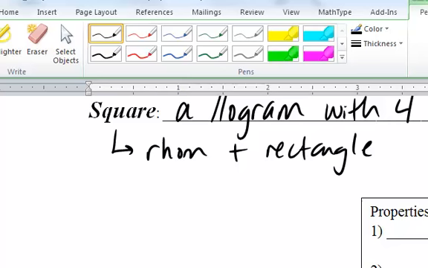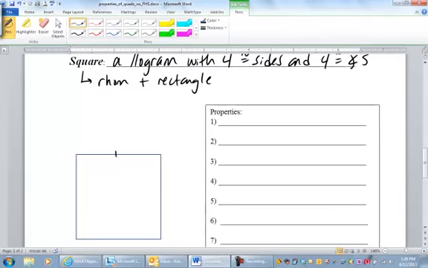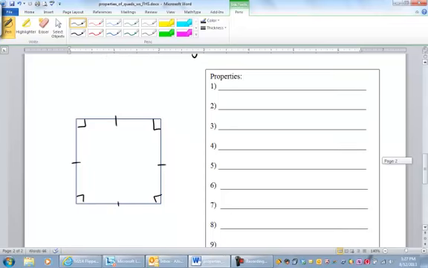So what we're going to do is we're going to label all 4 sides congruent. 1, 2, 3, 4, just like we did for the rhombus. And we're going to do the same thing we did for the rectangle. We labeled all the angles as 90 degrees, so we put our boxes in all 4 of the angles. And the properties, that's just a really long list that we're going to have to fill in.